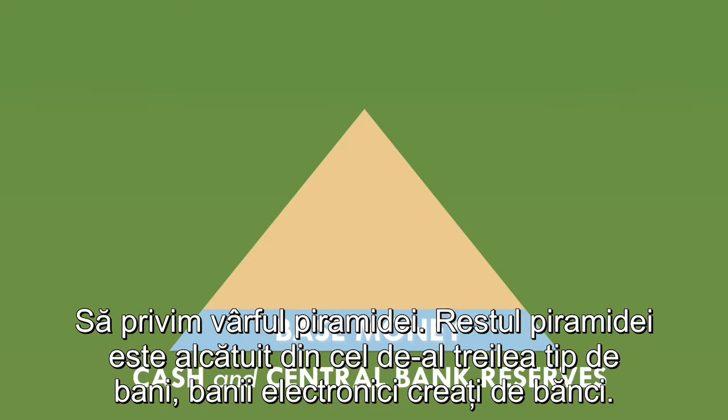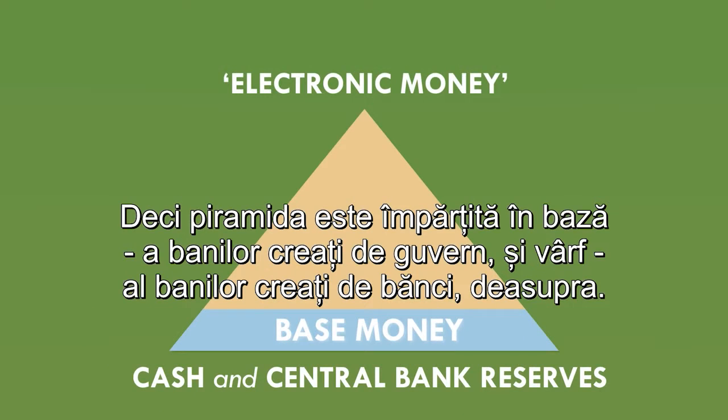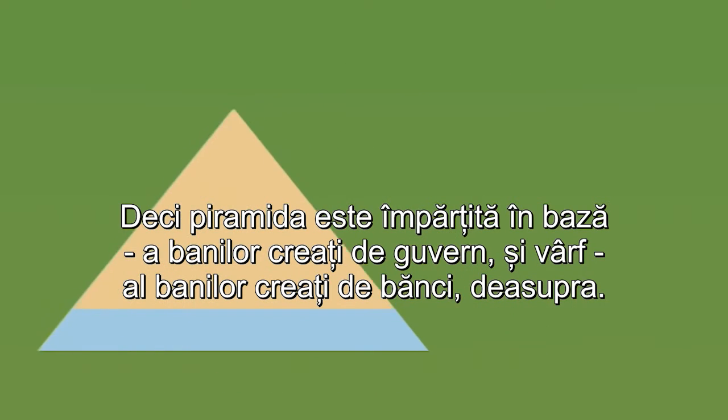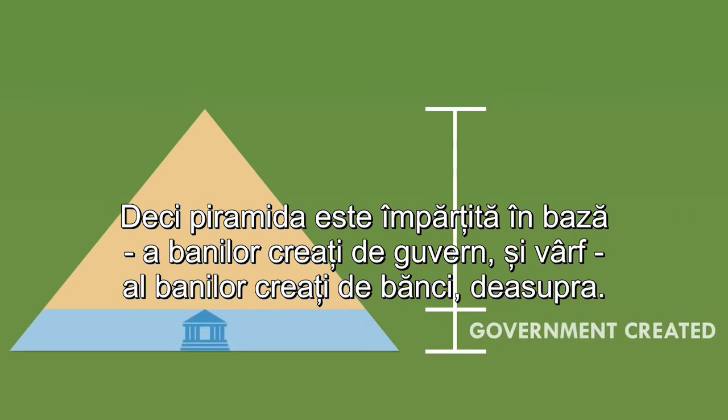Now let's look at the top of the pyramid. The rest of the pyramid is made up of the third type of money, the electronic bank-created money. So the pyramid is split up into a base of government-created money and a tower of bank-created money on top.